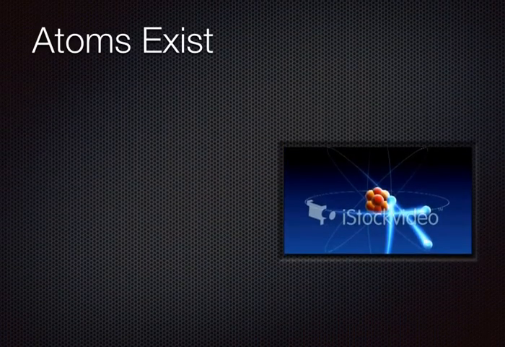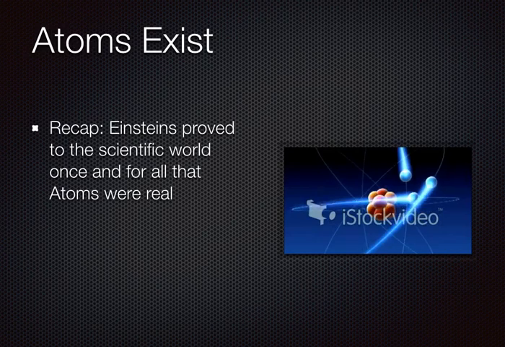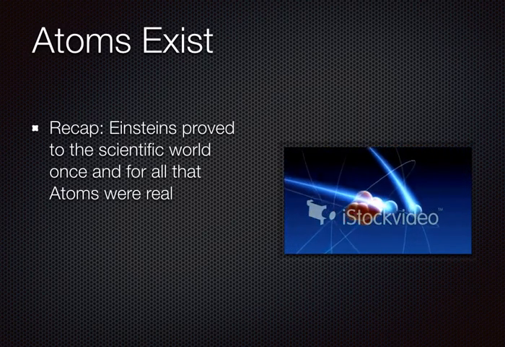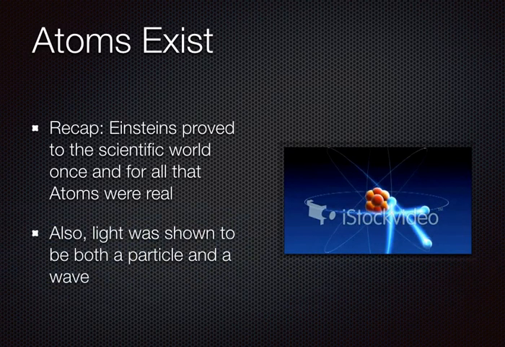So first thing is that atoms exist. Einstein proved to the scientific world once and for all that atoms exist. If you remember, talking about Brownian motion, a little grain of pollen moving around, him using the statistical methods, all these things he kind of pulled together to make it really simple and easy.